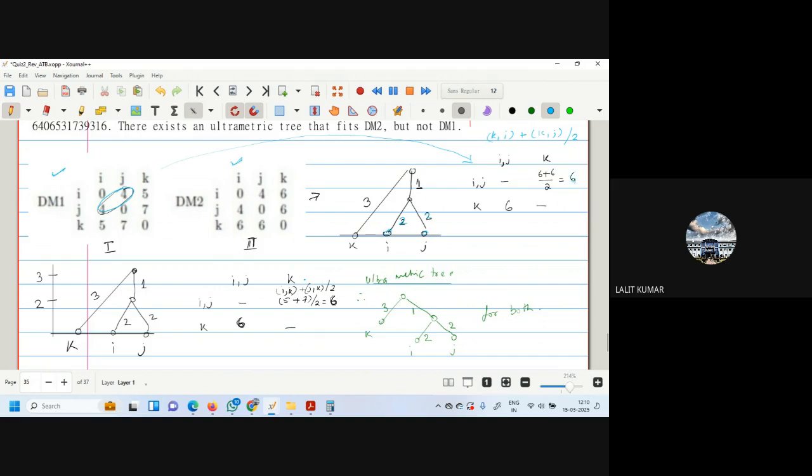And this 6 which is there, you take half of it and make the root node height. So this is your root node. K is here, so this becomes 3. This becomes 1 because here it was 2 and 2. So this is 3, this is 2. And you see you have made the ultrametric tree. Any problem in this? Okay, that is how to build the ultrametric tree from a matrix.